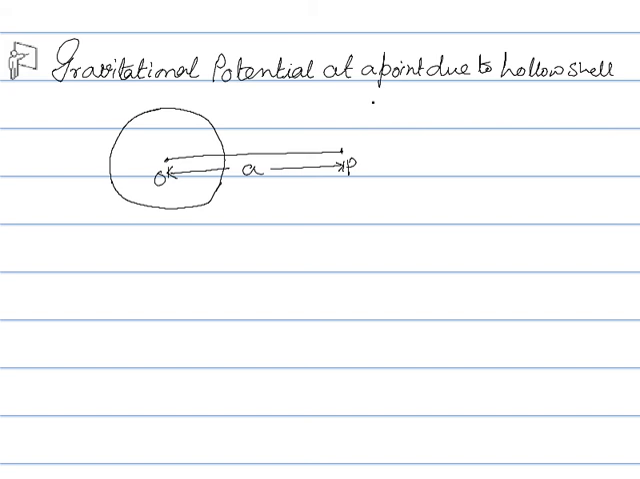So m is the mass of the hollow shell, r is the radius of this hollow shell, and a is the distance of the point from the center of the shell. So we have the density of the shell as m by 4 pi r square. This is the mass per unit area of the shell.